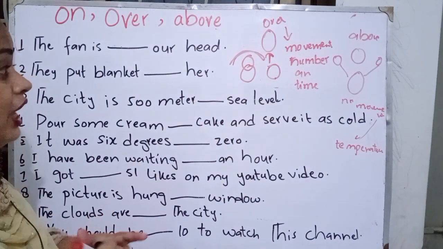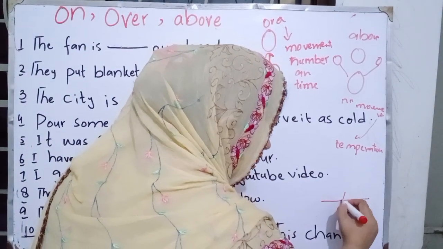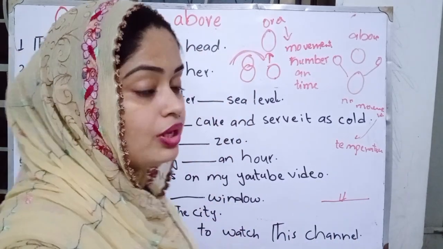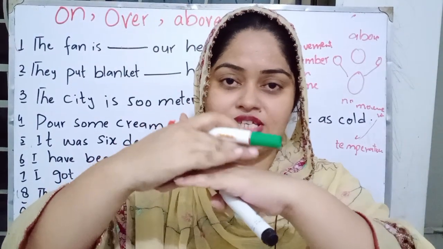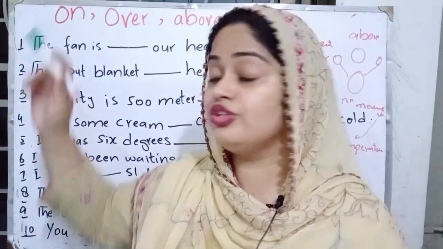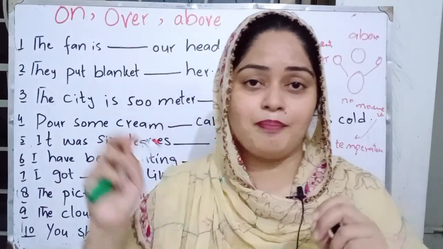And on is very simple, it is touching something. For example, the book is on the table. The book is touching the surface of something. When something is touching the surface of something, we use on. The major difference is between over and above.